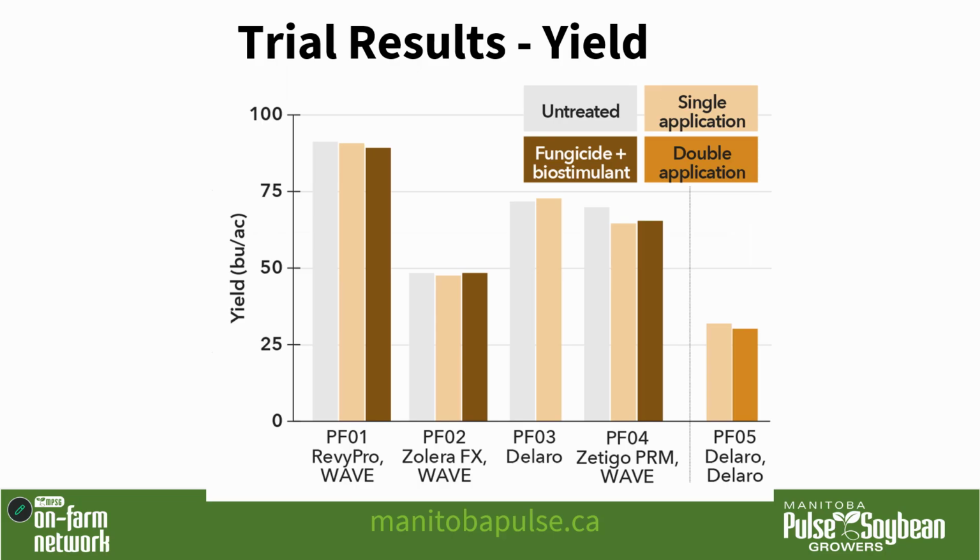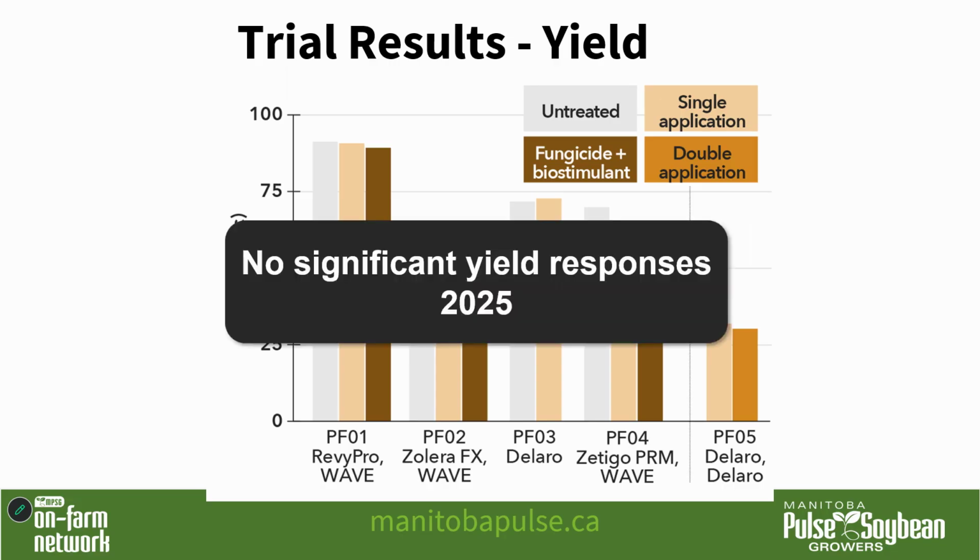Let's look at the yield results. This graph shows yield in bushels per acre along the side going up, and the 5 trials are along the bottom with the treatment bars laid out the same as the previous slide. And there were no significant yield responses to fungicide applications in 2025.